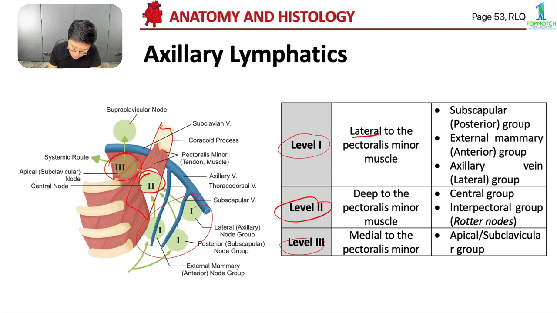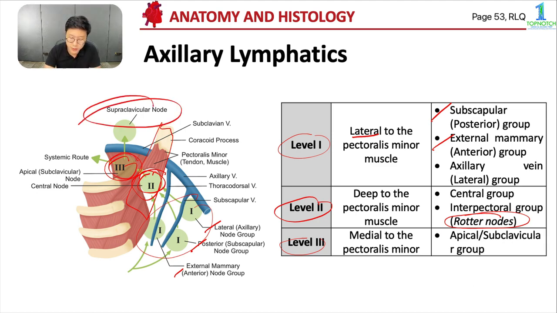So level 1 includes your subscapular or posterior group, your external mammary or anterior group, and your axillary vein or lateral group. Those that are deep to the pectoralis minor muscle include your central group and your interpectoral group, or your Rotter nodes. And for level 3, they're found medial to the pectoralis minor. They include your apical or supraclavicular group.